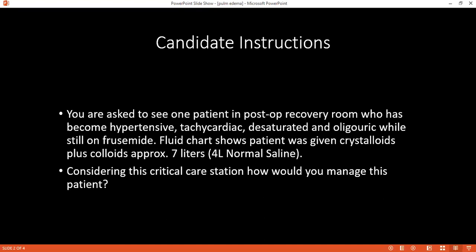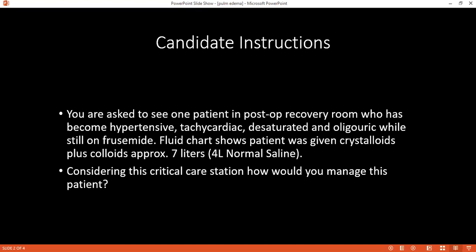Stop. Sorry to interrupt you. Before you give anything, you'll stop any IV fluids. So you'll stop first, then you'll think of giving. Yes, sir, I will discontinue fluid therapy. All right, continue, please.